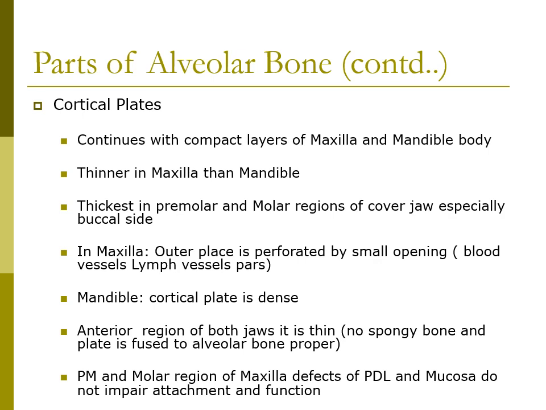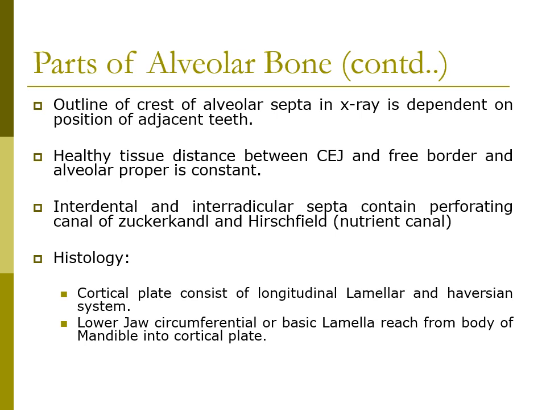In the premolar and molar region of maxilla, defects of periodontal ligament and mucosa do not impair attachment and function. Outline of the crest of alveolar septa in X-ray is dependent on the position of adjacent teeth. In healthy tissue, the distance between CEJ and the free border of alveolar bone proper is constant. Interdental and interradicular septa contain perforating canals of Zuckerkandl and Hirschfeld. Histology: cortical plate consists of lamellar and Haversian systems. In the lower jaw, circumferential or basic lamellae reach from the body of the mandible into the cortical plate.